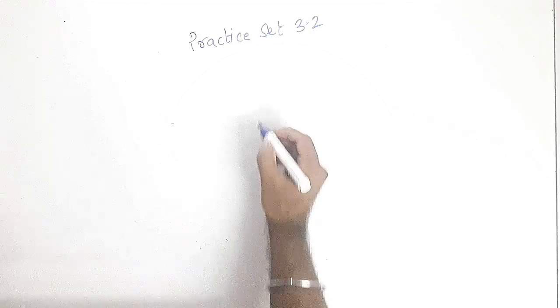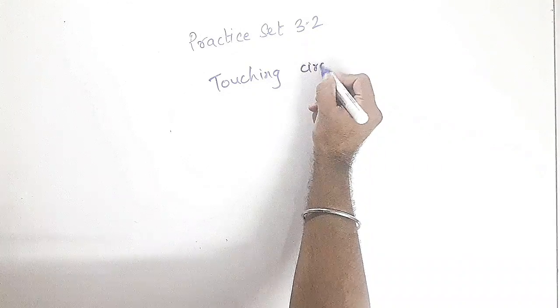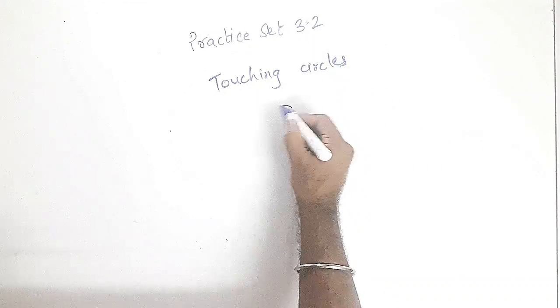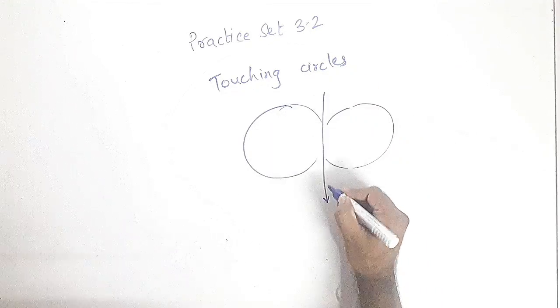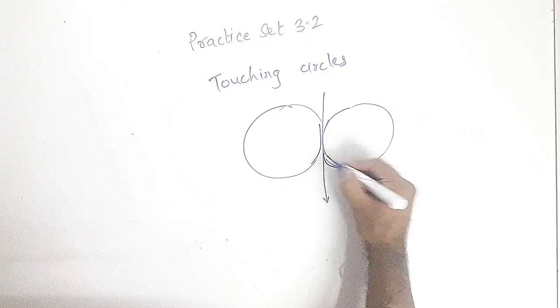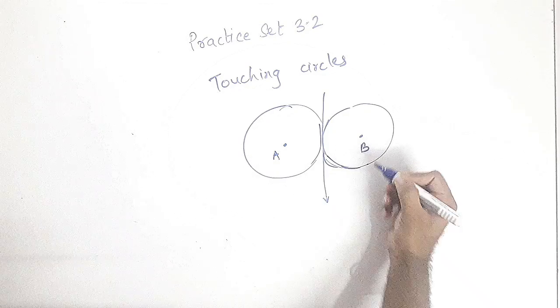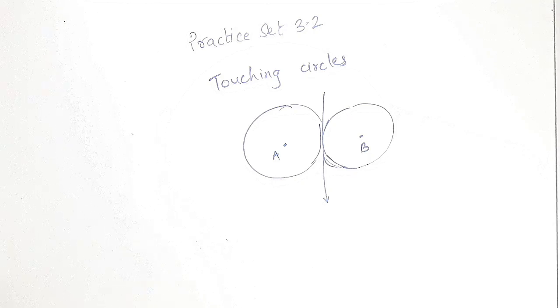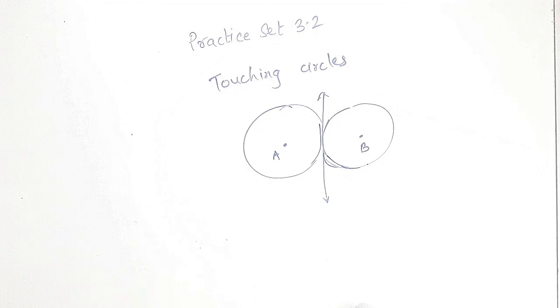To begin with practice set 3.2 today, we'll first be learning what are touching circles. Now there are two types of touching circles. This one, as you can see, they are externally touching circles. Okay. Now this is point A, this is point B. As you can see, point A and point B are the centers of the two touching circles.